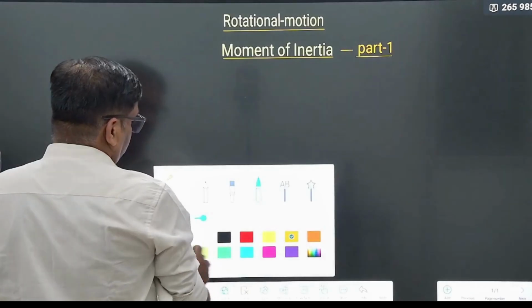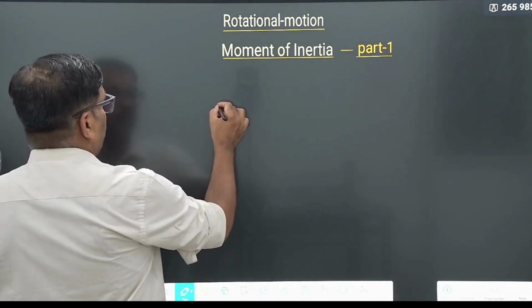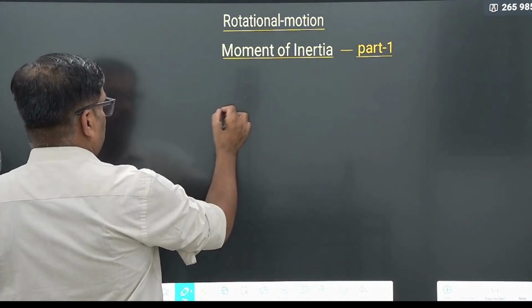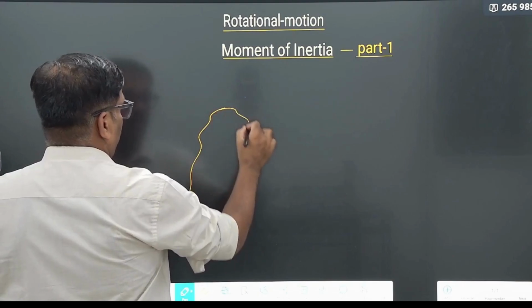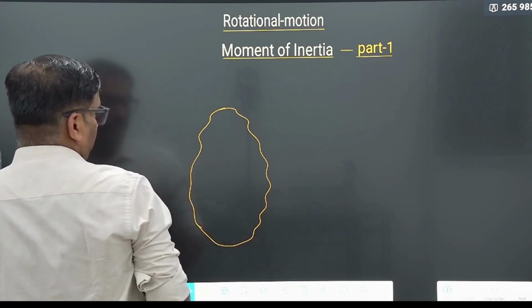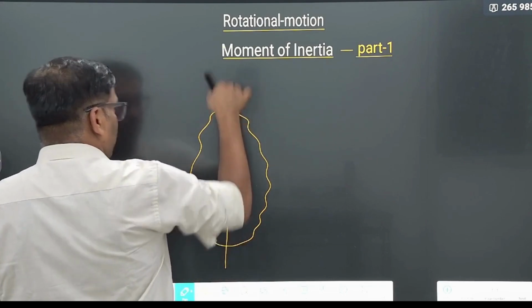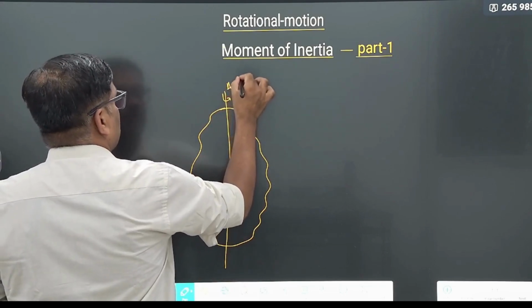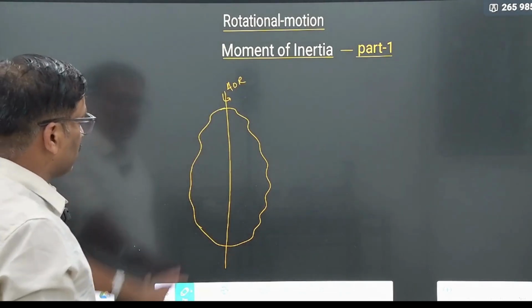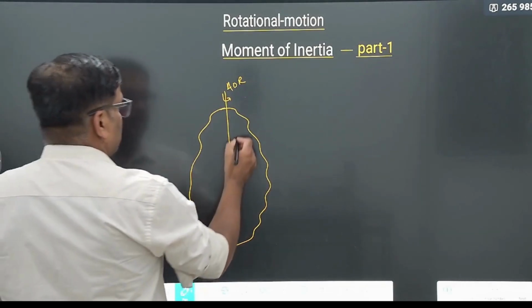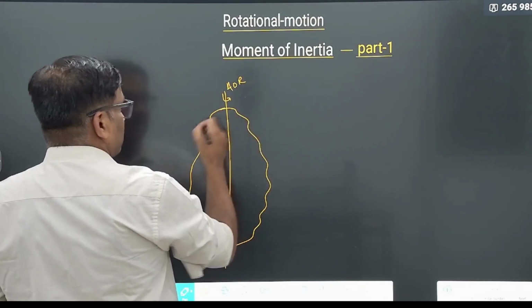Now suppose there is one general object. This object is rotating like this, so this we will call the axis of rotation. This body has a large number of particles on it. Let us take some particles. This is the axis of rotation.